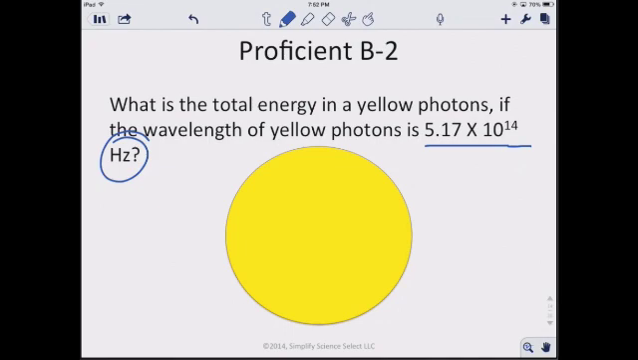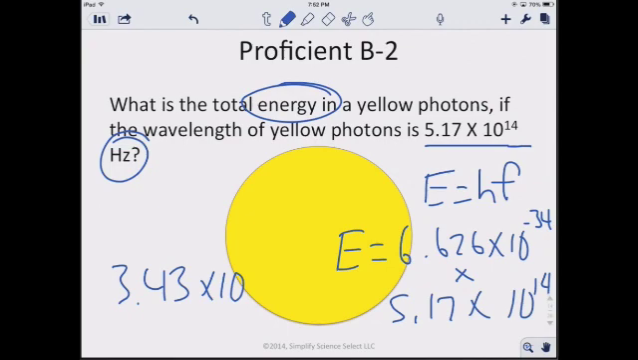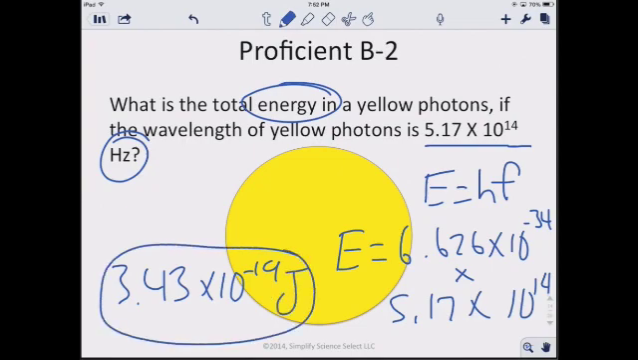So when we're using this, we're going to use the equation E equals HF. Okay, and here, since we have our frequency, we're solving for energy. And all we have to do here is plug it in. So energy is going to equal Planck's constant, which is 6.626 times 10 to the negative 34th. And all of that multiplied by our frequency, which is 5.17 times 10 to the 14th. And make sure that we're plugging it into our calculator correctly. And we should get an answer of 3.43 times 10 to the negative 19th joules. And joules is our unit of energy.